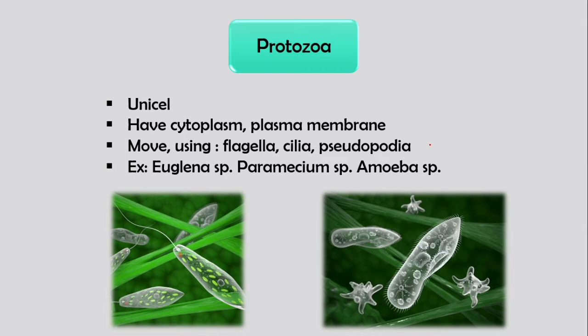Protozoa are unicellular organisms with cytoplasm and plasma membranes, and protozoa can move depending on the species. Okay, some species have flagella, some species have cilia, some species have pseudopodia. Such as Euglena. Euglena species move using flagella, a tail-like structure. Paramecium moves using cilia, a shape like a broom. Okay, amoeba species move using pseudopodia, extensions of cytoplasm.